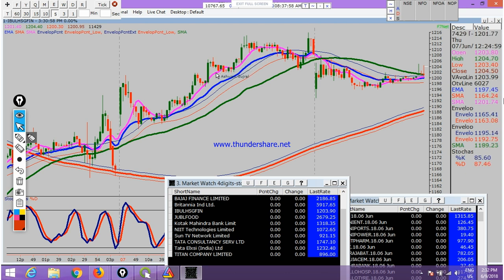The pink moving average is 8, blue is 20, and green is 50. All moving averages do the same thing, but on a different time frame.